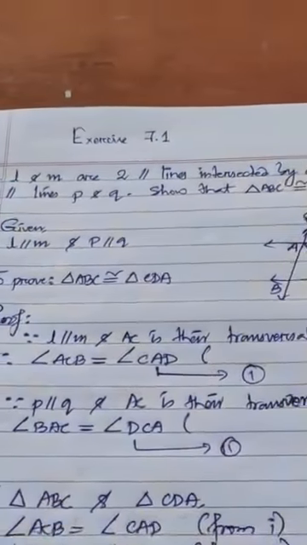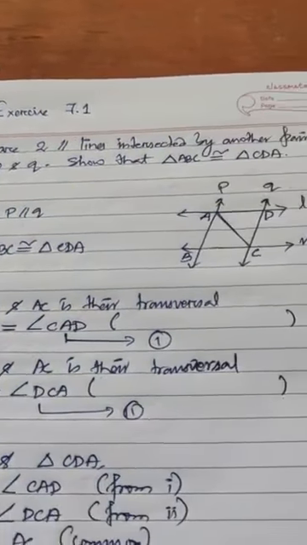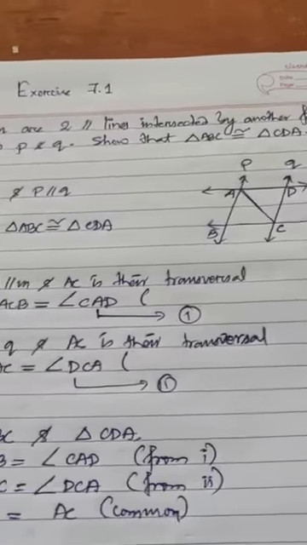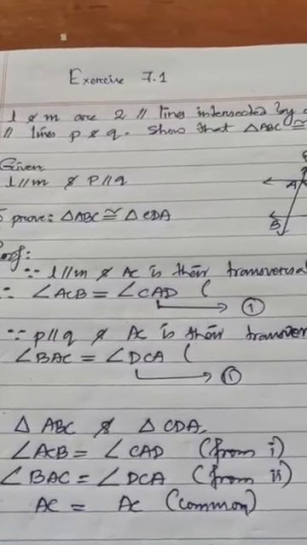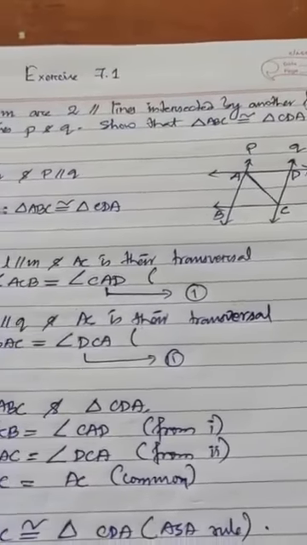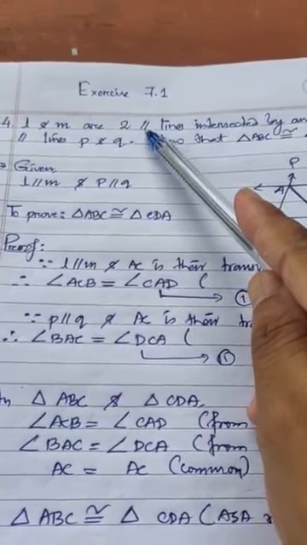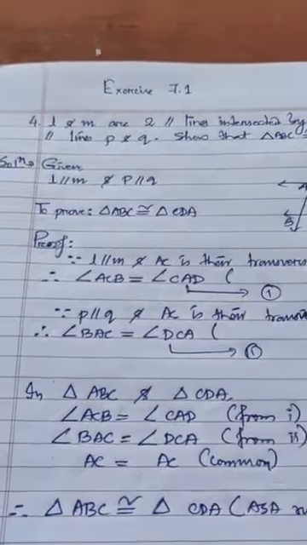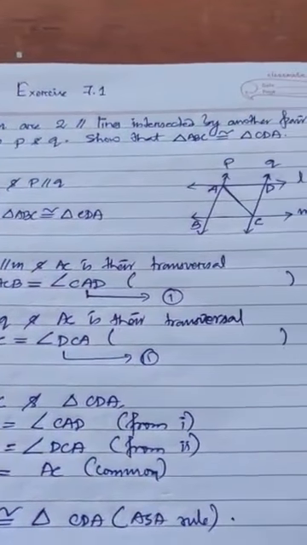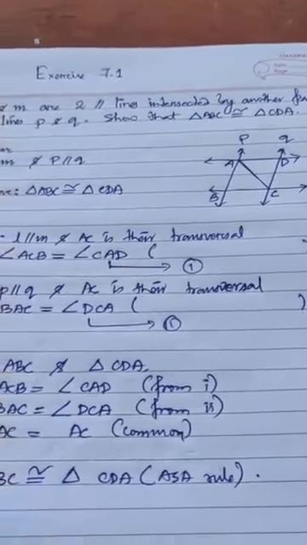As you can see, the question is: L and M are two parallel lines intersected by another pair of parallel lines P and Q. Show that triangle ABC is congruent to triangle CDA. Look, this one is actually a parallel line symbol. I've given this in symbol. This is parallel.